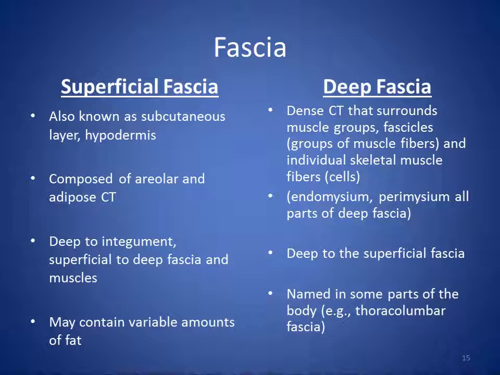In contrast, deep fascia, which is also composed of dense connective tissue, surrounds muscle groups, fascicles, which are groups of muscle fibers, and individual skeletal muscle fibers or cells. It also has connective tissue wrappings such as endomysium, perimysium. All of these are parts of deep fascia. Deep fascia is deep to the superficial fascia and is named in some parts of the body, such as thoracolumbar fascia.